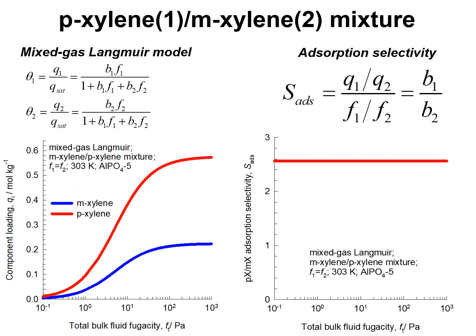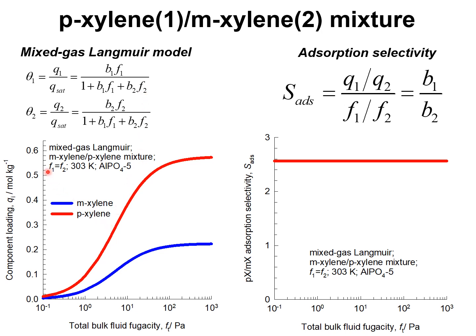For a binary mixture of paraxylene component 1 and metaxylene component 2, the component loadings for mixture adsorption may be determined using the mixed gas Langmuir model that is written as follows, where theta 1 and theta 2 are the partial occupancies of components 1 and 2, paraxylene and metaxylene, and the partial occupancies are defined as the ratio of the component molar loadings to the saturation capacity, QSAT, and this is then calculable from the binding constants B1 and B2 for species 1 and 2, and the partial fugacities F1 and F2 for the two components.